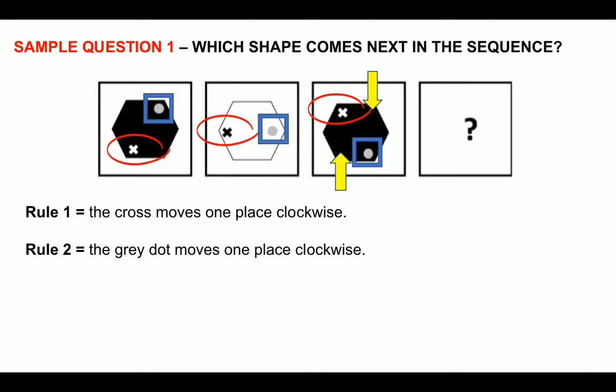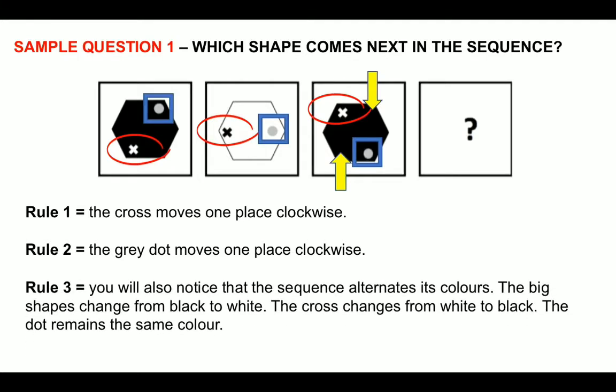And trust me, once you practice loads of these, and I'm going to give you some free sample test questions in a little while, then it becomes easy to answer these questions. There's also one other rule, which is really obvious, and that is the fact that you'll notice the sequence alternates from black to white to black. So we are looking for something that is white.